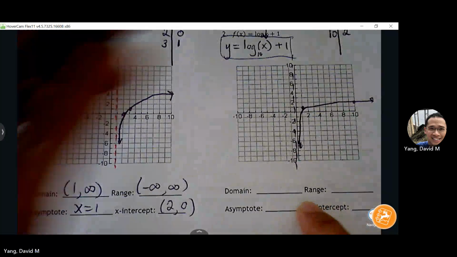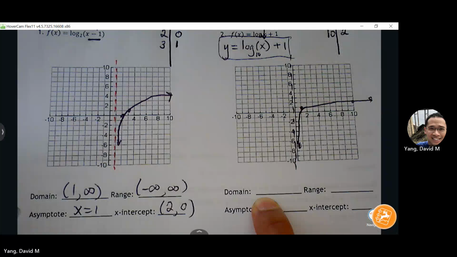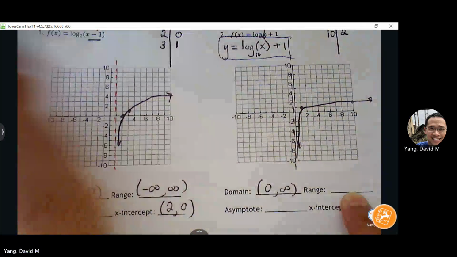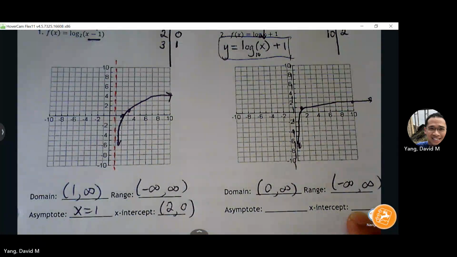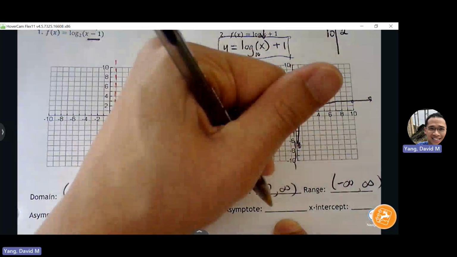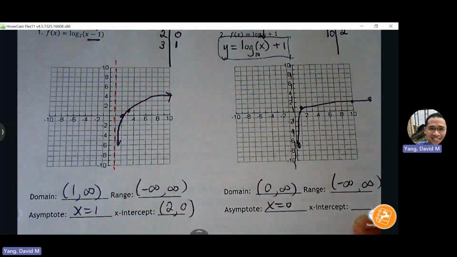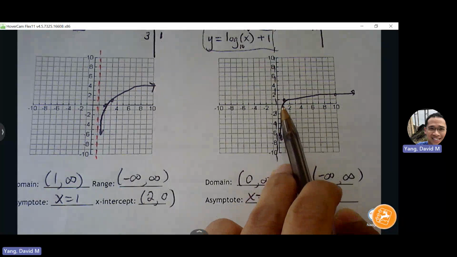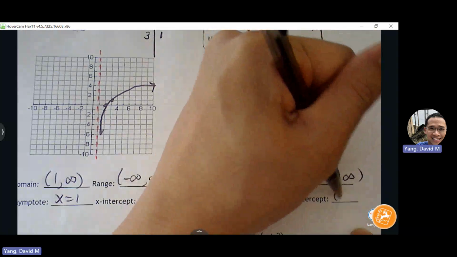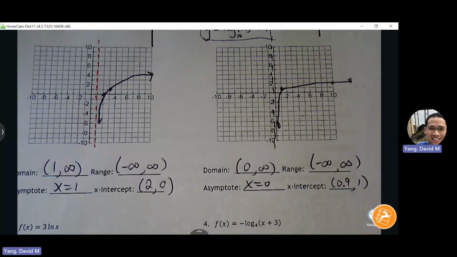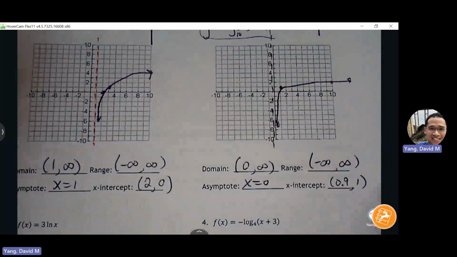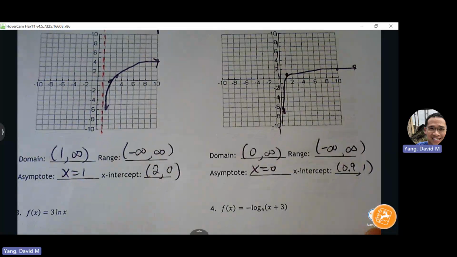Okay, domain. 0 to infinity. Range, always the same. Asymptote, x equals 0. The x-intercept is a little bit harder to find, right? You know it's going to be some value to the left of 1. So just make your best estimate, maybe like 0.9. I know we're really close. Without a graphing calculator, the best I'm going to ask you to do is to make an approximation.